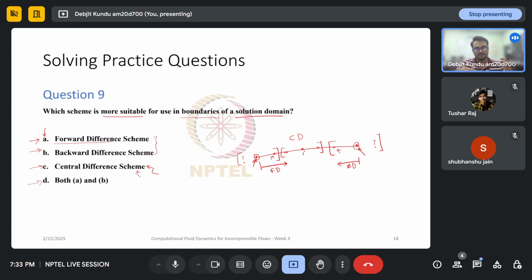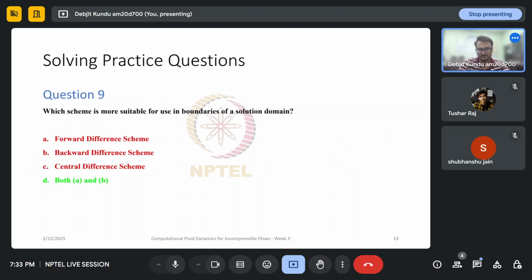Depending on which boundary you're considering, forward and backward are the ones which become more suitable for use in boundaries of a solution domain. That's why option D would have been the correct answer.